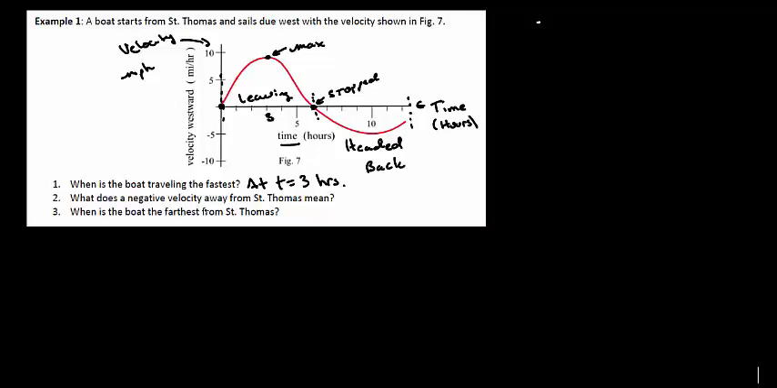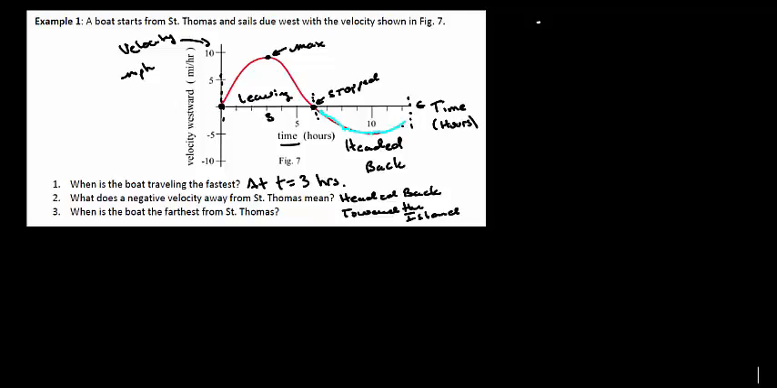What does the negative velocity away from St. Thomas mean? Well, this section of the graph is negative. And since this is negative, a negative velocity means we are headed back toward the island. So you can think about this like a trip. Like you leave, and you get out there, you stop, you turn around, and then you come back.